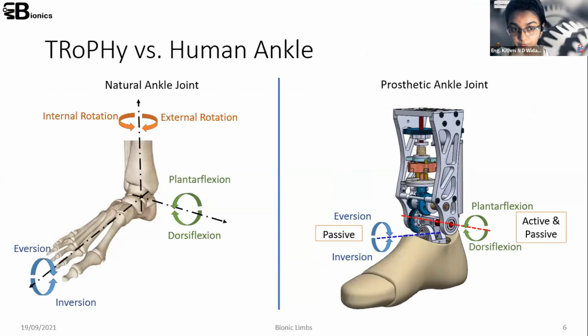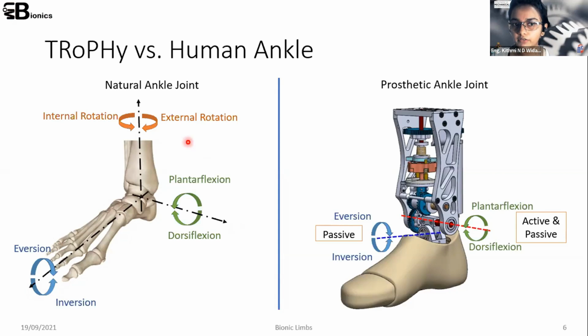So let me explain. When we developed our device, we were developing an ankle prosthetic device. So we have to observe what happens in a real ankle. If you look at this image right on the left side, you can see this is the natural ankle joint. And in the natural ankle joint, there are 3 degrees of freedom. One is inversion and eversion motion, another is plantarflexion and dorsiflexion motion, and the other is the internal and external rotation motions.